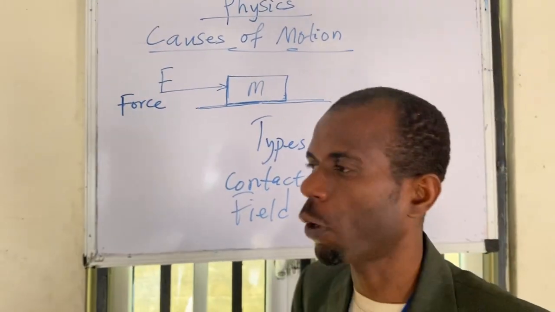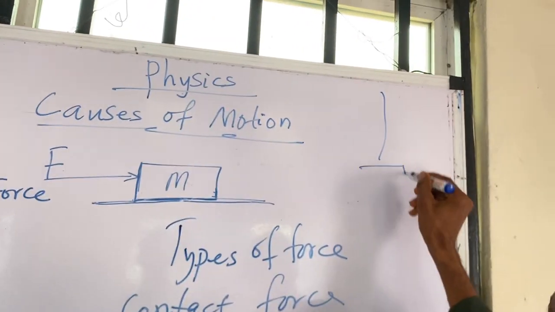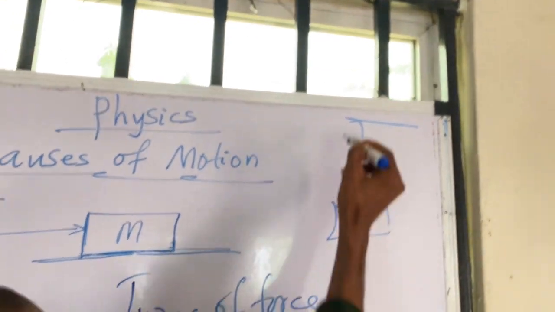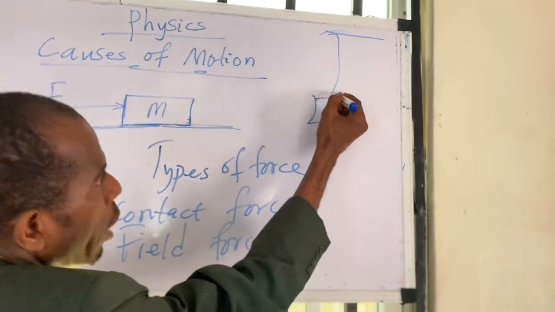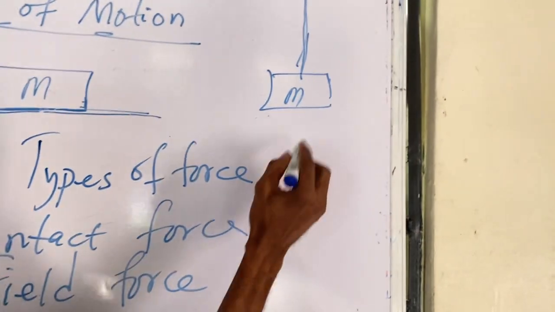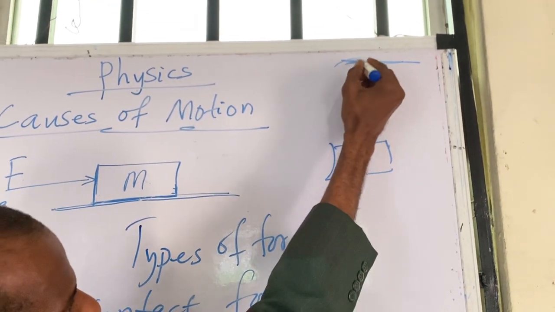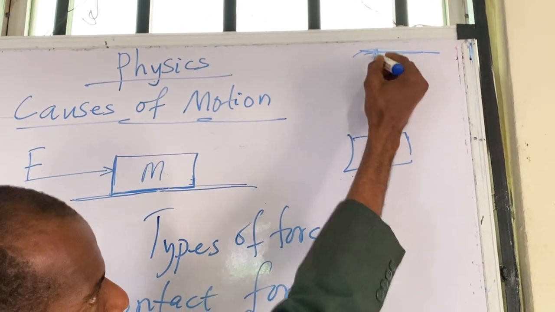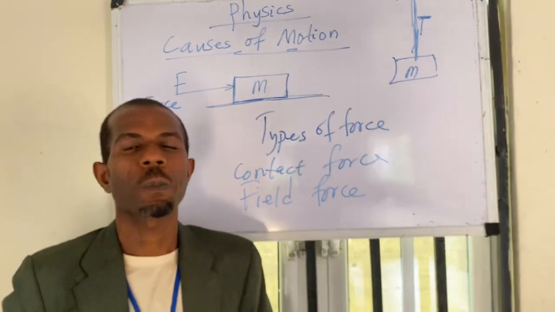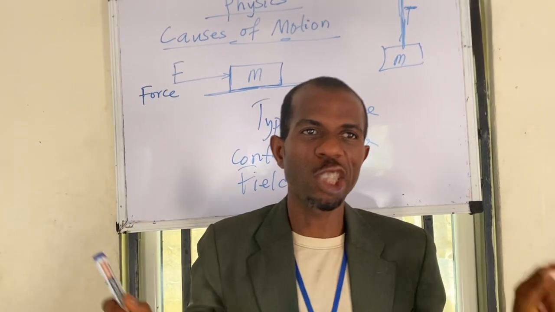Another example of contact force is when you have tension. For example, this is a load hung elsewhere, with a tiny rope. This is a load of mass M. So in this string here, there is tension. So this type of force is contact force. Another example of contact force is force of friction.